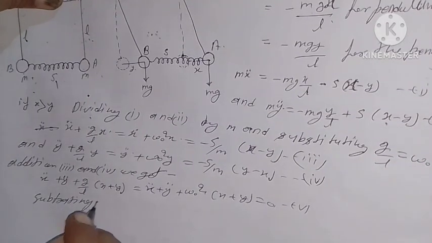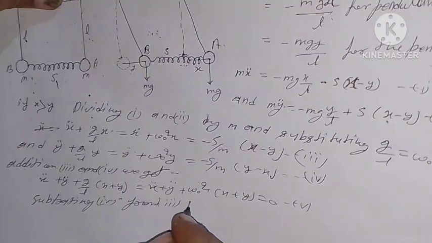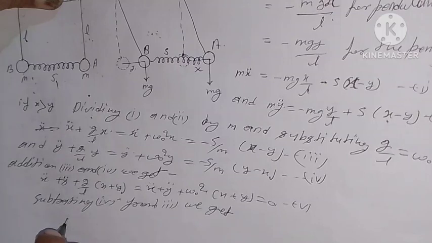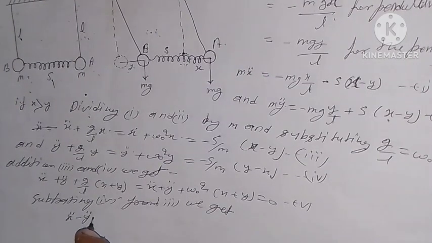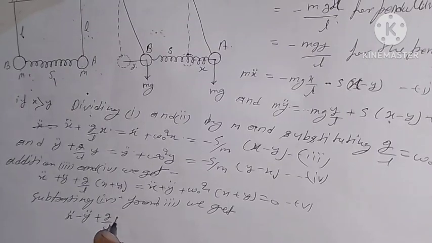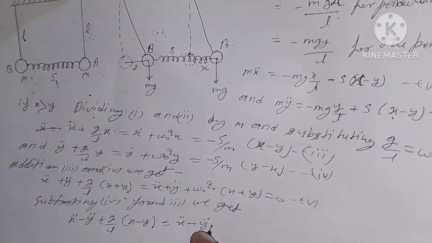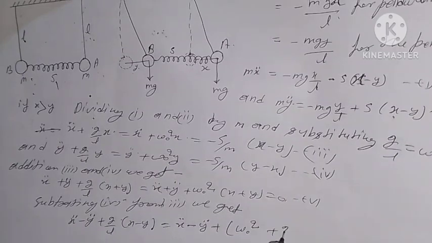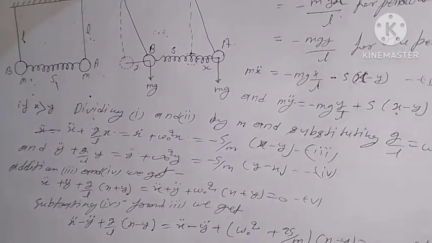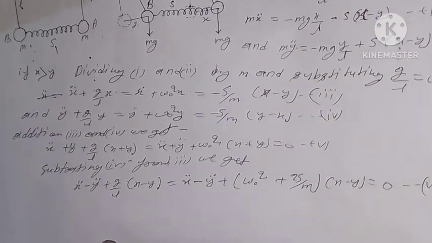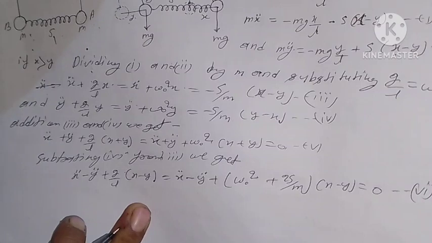Subtracting 4 from 3, we get d²x/dt² minus d²y/dt² plus g by L (x minus y), equal to d²x/dt² minus d²y/dt² plus omega naught square plus 2s by m (x minus y) equal to 0. This is equation number 6.